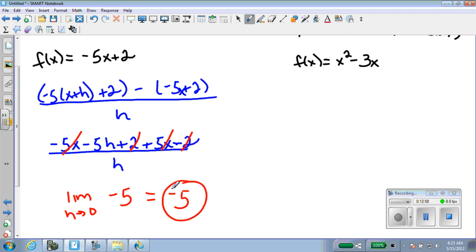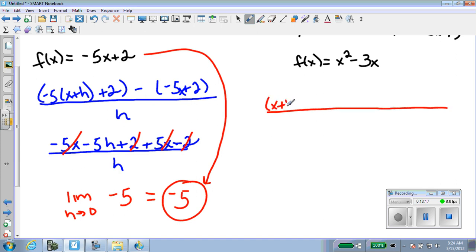In other words, the formula for slope. Well, this was a line, so its slope is the same everywhere. So that should make sense, that for a line, the slope is the same everywhere. Okay, one more.